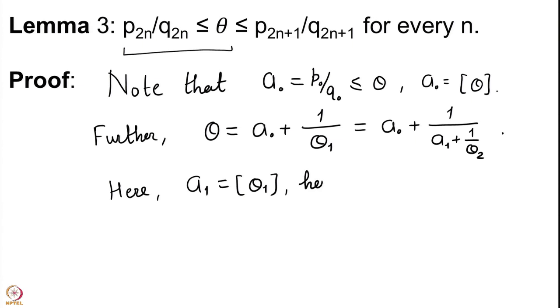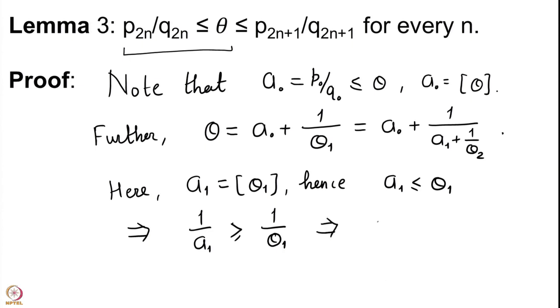Hence, a1 is less than or equal to theta 1. This would give us that if I take the reciprocal, I will get 1 upon a1 to be bigger than or equal to 1 upon theta 1, and by adding a0 to both the sides, we get a0 plus 1 upon a1 is bigger than or equal to a0 plus 1 upon theta 1.